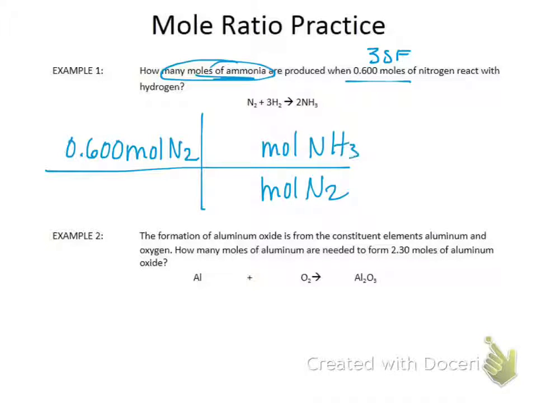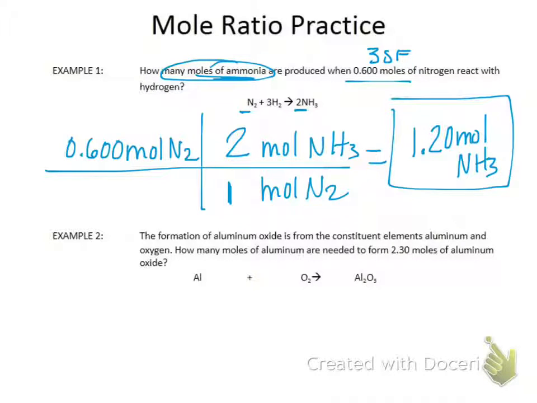We go to our balanced equation. For moles of nitrogen, nothing in front, so it's a 1. NH3 is 2. And then we do that math, and we multiply and divide by the bottom. And in 3 significant figures, we would get 1.20 moles of ammonia. And that would be my answer. Okay.